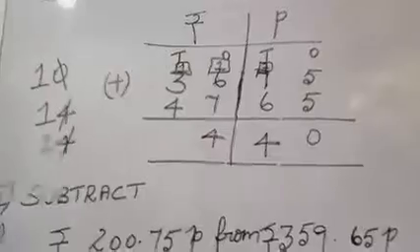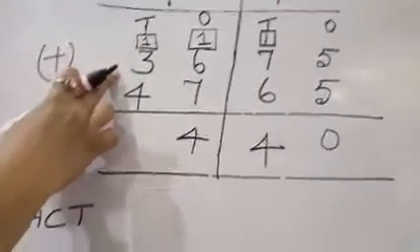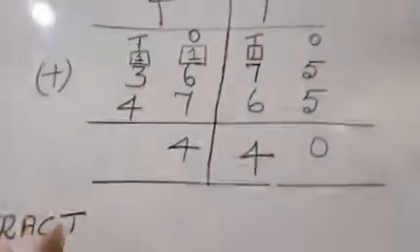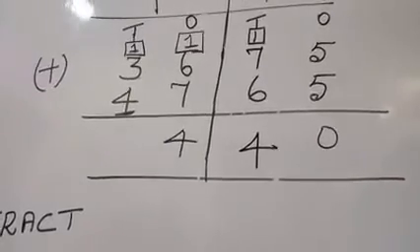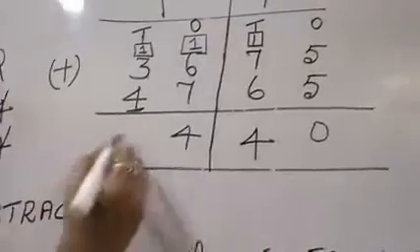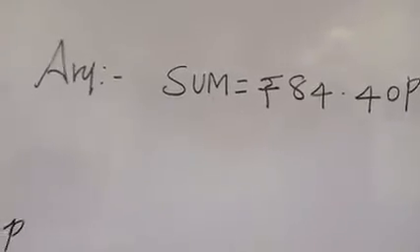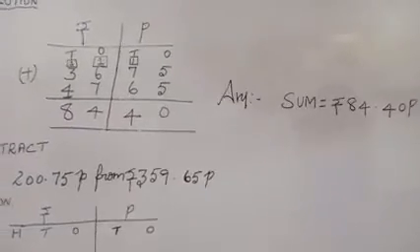So next, 3 in the mind. After 3 you need to take 1 finger. So 3 after 4. Then 4 in the mind. After 4 you need to take 4 fingers. So 4 after 5, 6, 7, 8. So how much do you write down? 8. So the answer, the sum, is equal to rupees 84 and 40 paise.